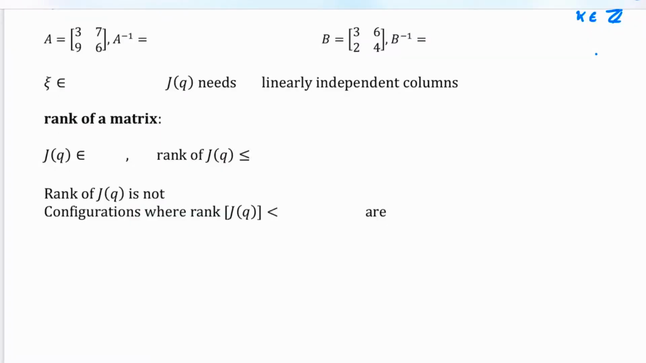So let's go back and think about what we really need. Well, we need to have psi. This psi lives in R6, so Euclidean dimension of 6 by 1. And so this J of Q needs to have 6 linearly independent columns in order to be invertible, and in order to achieve arbitrary motions in linear velocity and angular velocity.